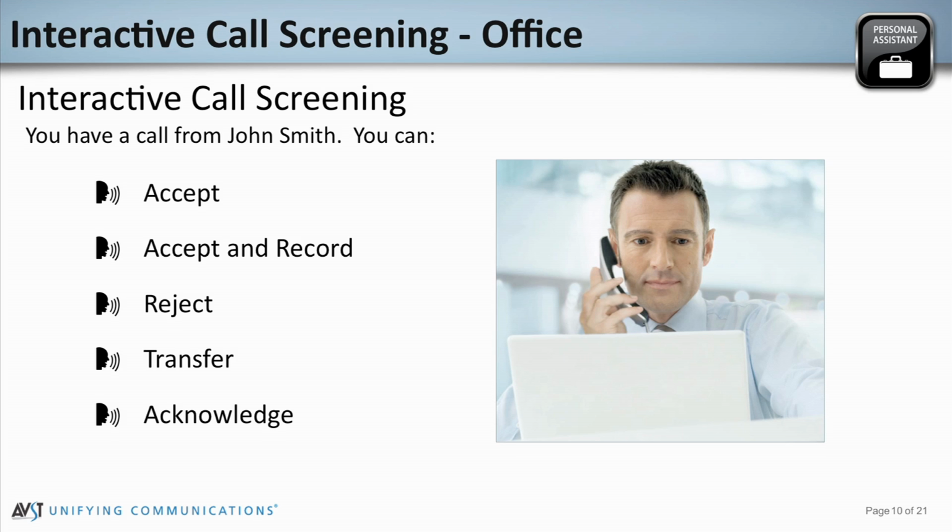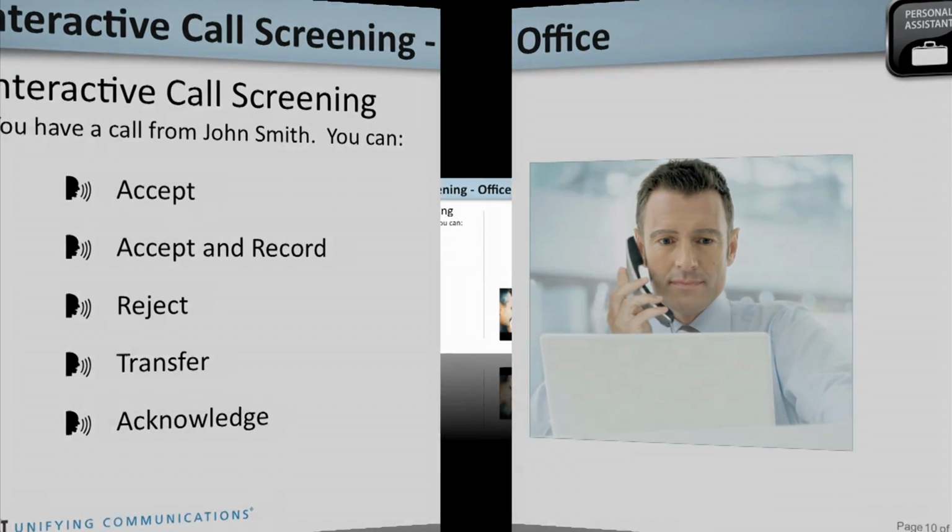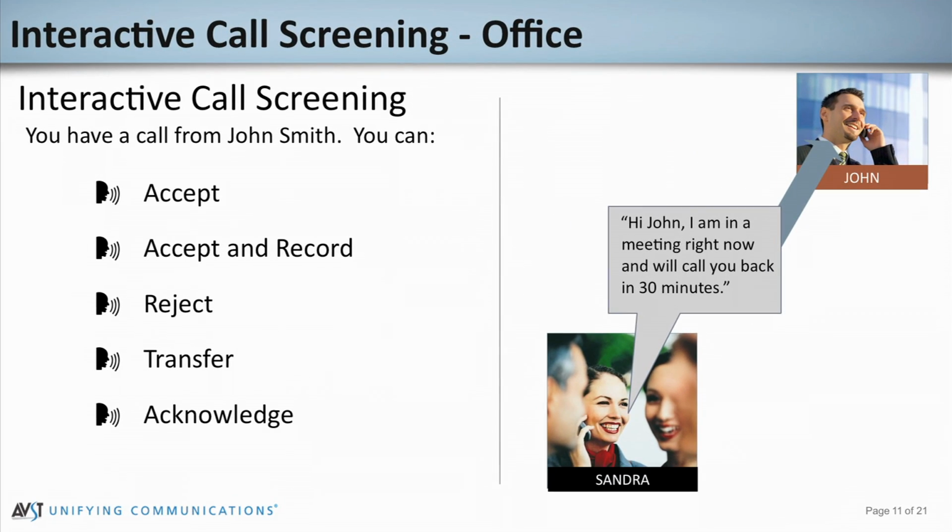Likewise, you might know that there's someone else that could help that caller, so you could transfer that call to another system user without ever answering the call. During this entire process, the caller is unaware that you're making these decisions. And then your last option is to actually acknowledge the call. With the interactive call screening piece and the acknowledge feature, you actually can send back to the caller a short message stating basically your expectations.